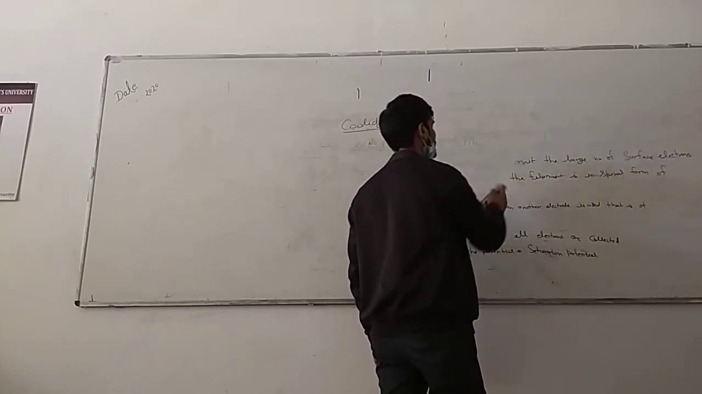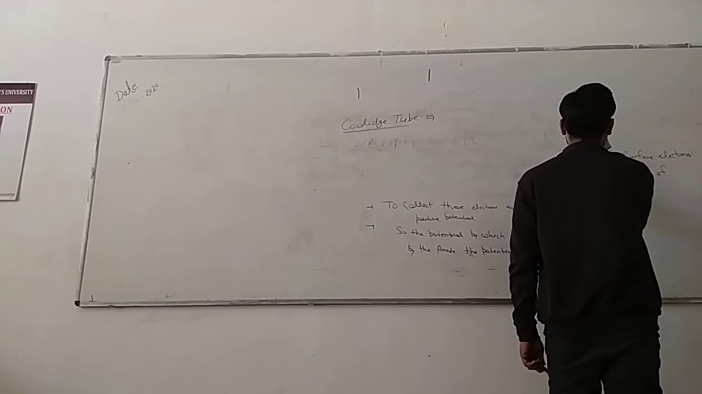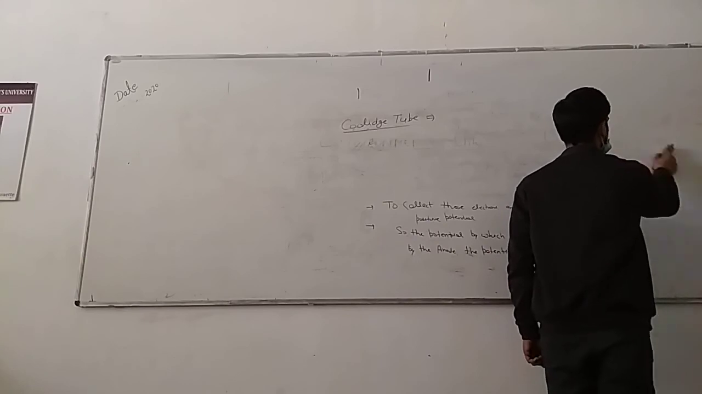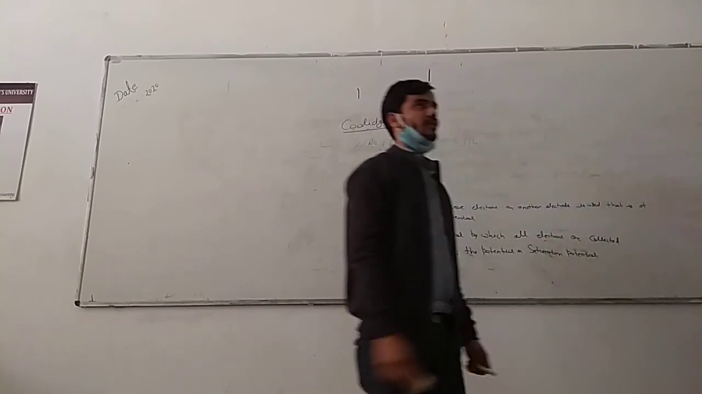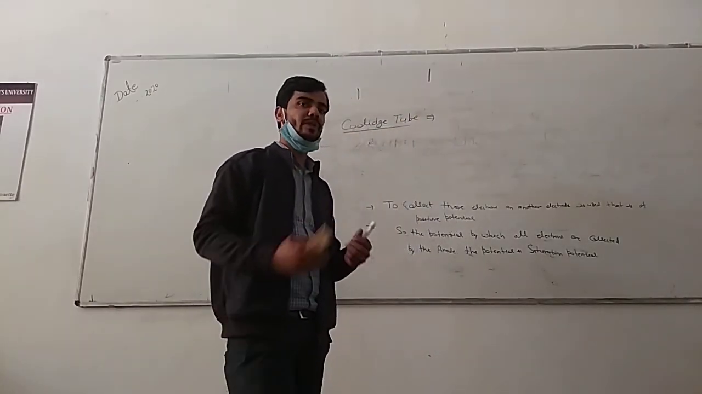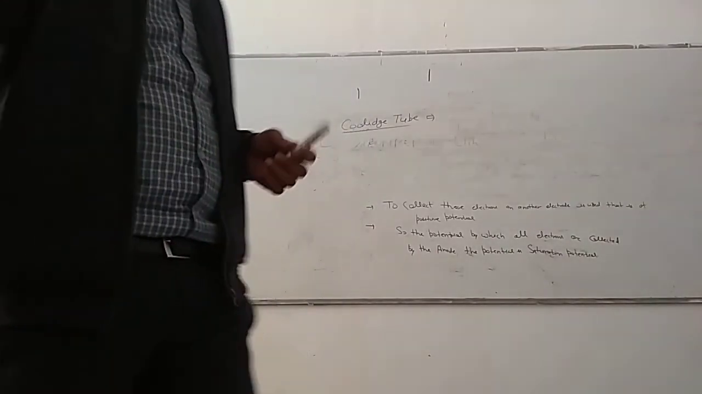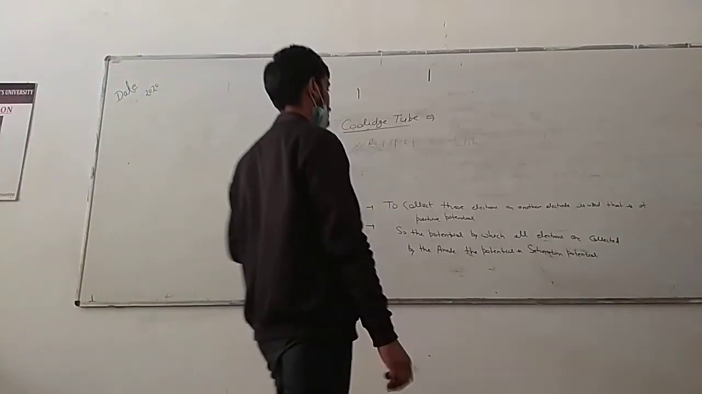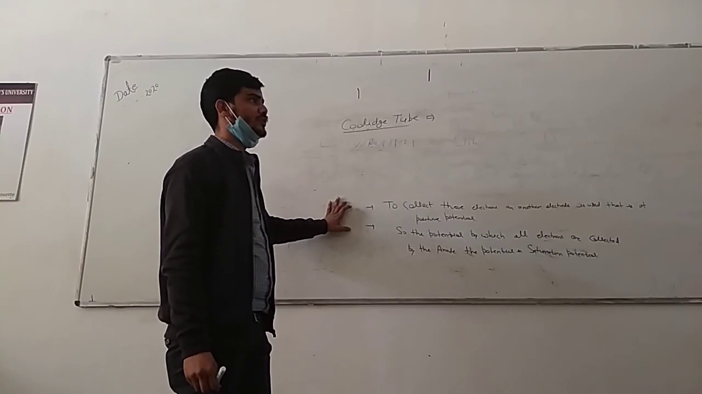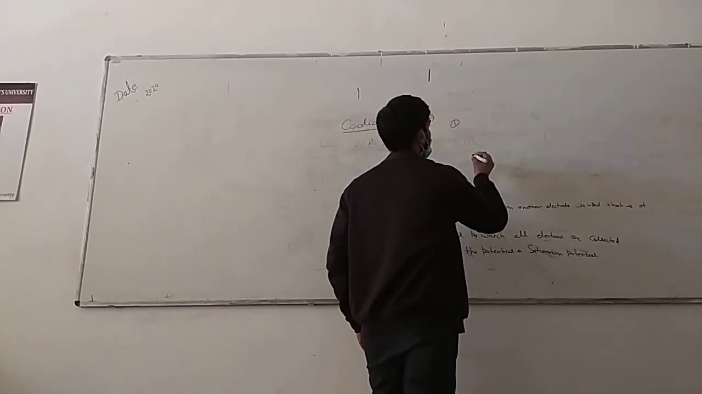So these are the advantages: after the saturation potential there is no change in the current flow, so there is no collision of electrons or surface electrons with gases or any material in the tube. This is the advantage. So the components of the Coolidge tube: the first component is the cathode.